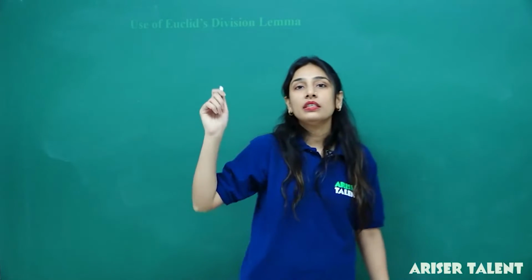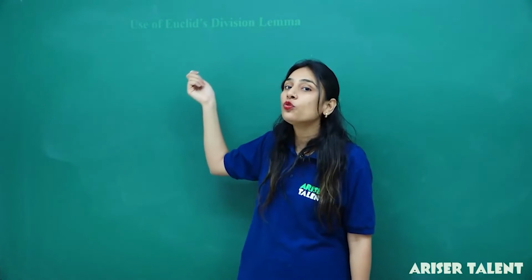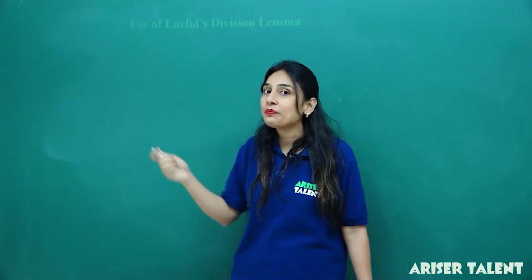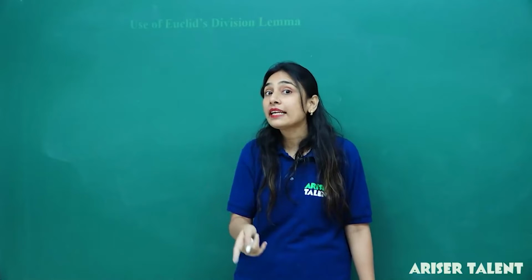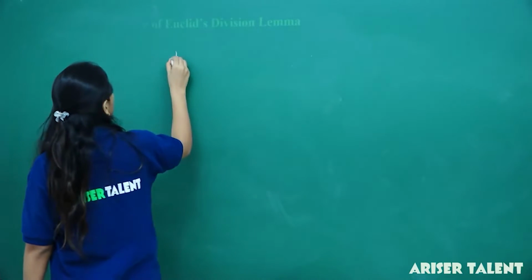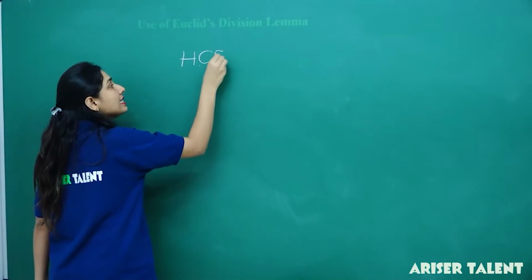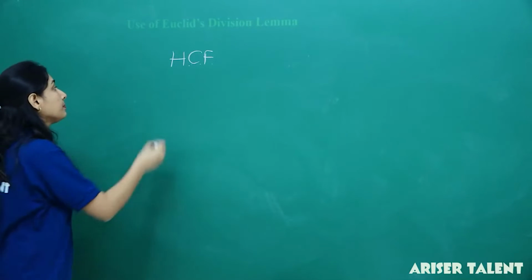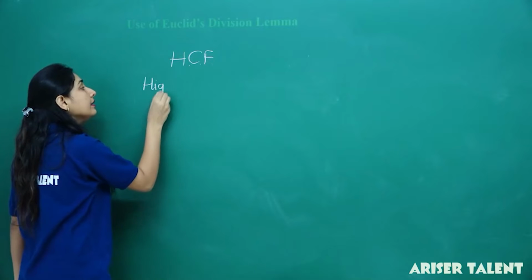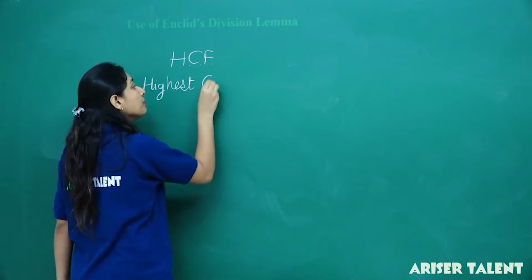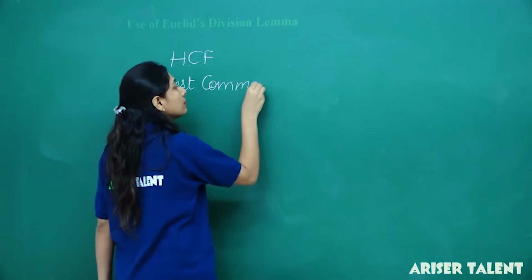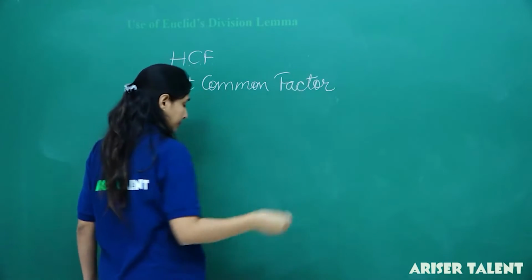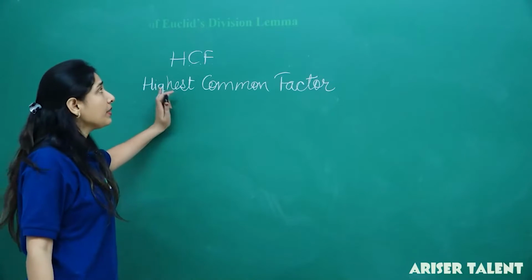First, because it is a lemma, it is an already proven statement, and we will use it to prove other statements. That's the first use, and the second use is that we can find HCF. Now you know what HCF is. This is the highest common factor. We have studied it in earlier classes, but we will discuss an example here, so don't worry.